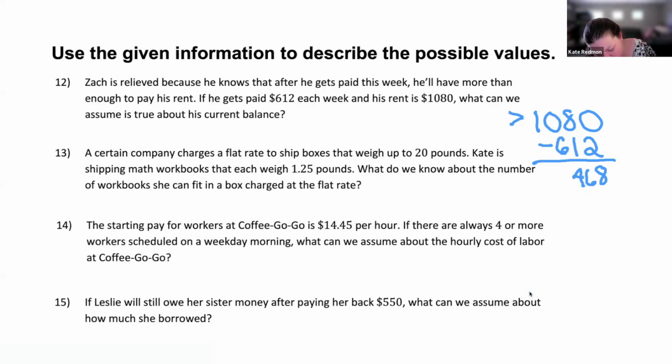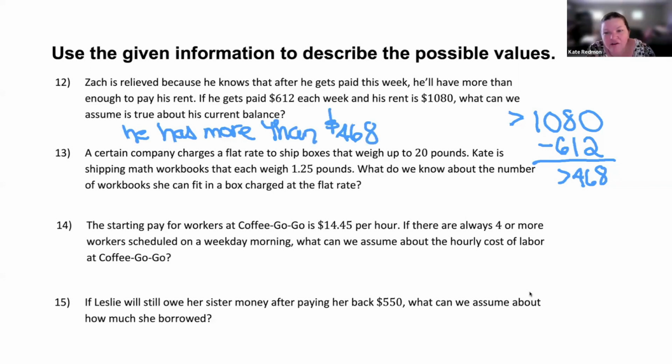So if he's going to have more than 1,080 after he gets paid, he must have more than 468 right now because we're not counting what he's going to get paid. So what can we assume about his current balance? He has more than 468. And you might want to also say he has less than a certain amount since you knew he was worried about not having enough to pay his rent. Like, oh, he has to have less than that right now. That is probably a good inference. Like we could logically assume that's true, but since it didn't say it, we won't specifically say that. But he has more than 468.